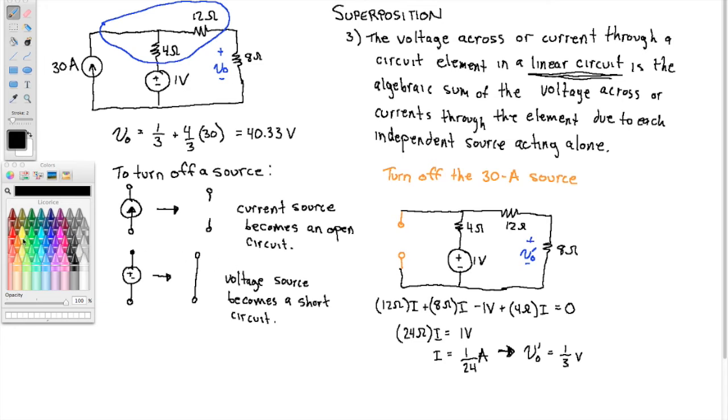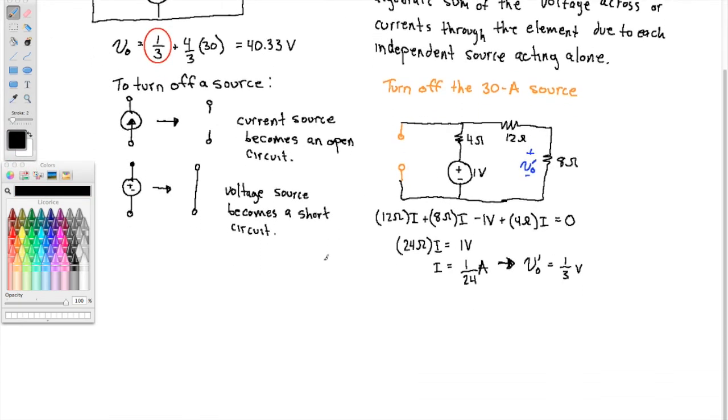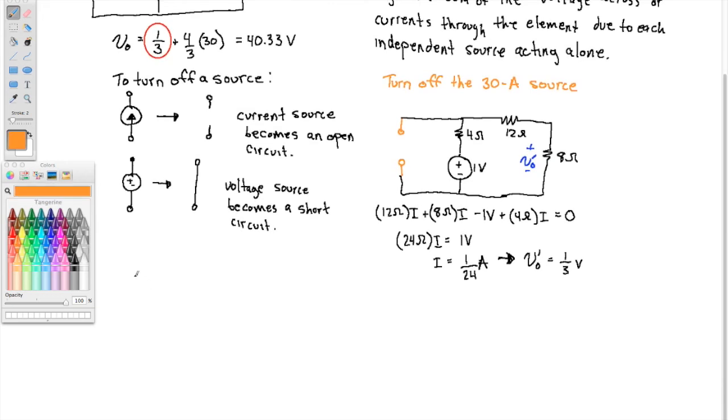Okay, and here's the big picture now. Notice that was this term when we did the problem at the beginning of this video. This term is the piece due to just this source. Okay, so now I'm going to scroll down a little bit. Now let's turn off just the 1 volt source.